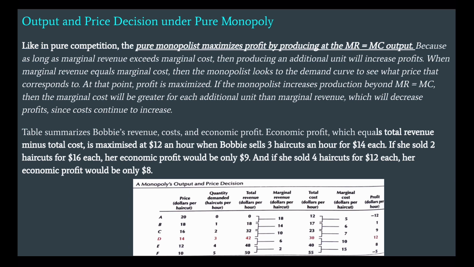If the monopolist increases production beyond MR equals MC, then the marginal cost of each additional unit will be greater than marginal revenue, which will decrease profits since costs continue to increase.